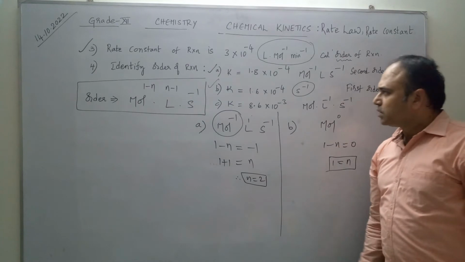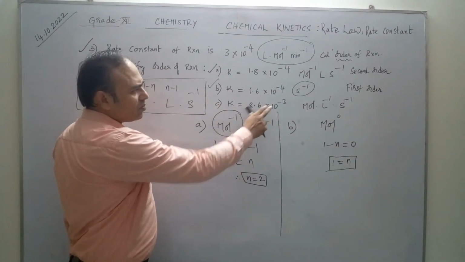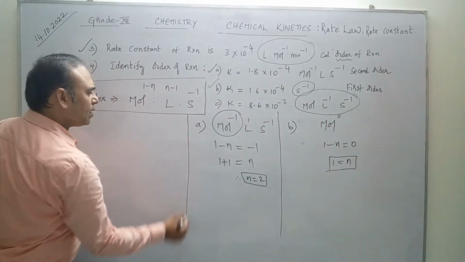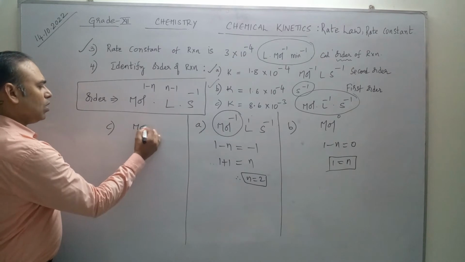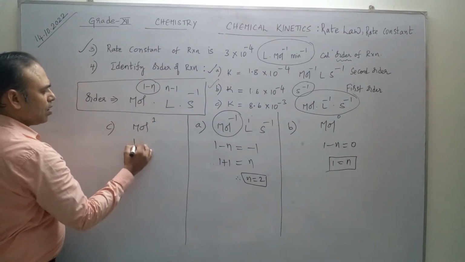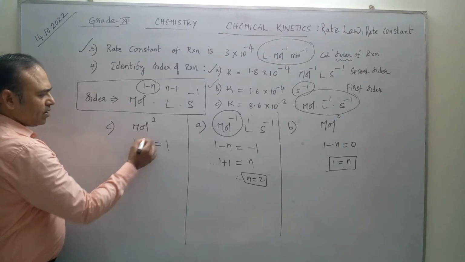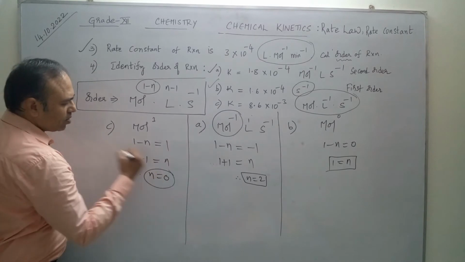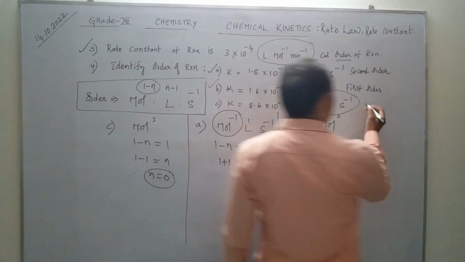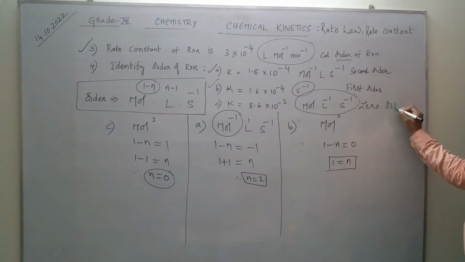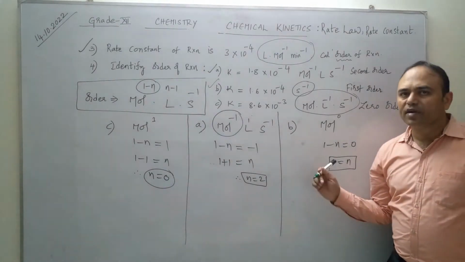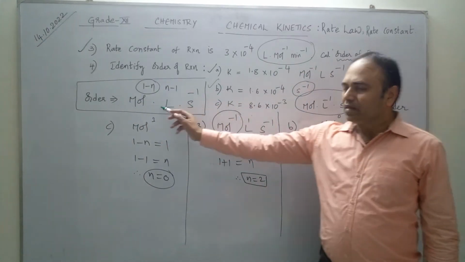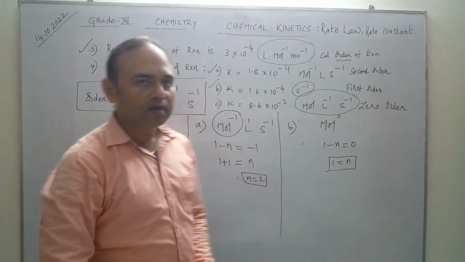Now the last one, that is they have given the k value as 8.6 into 10 power minus 3 mole L to the power of minus 1 and S to the power of minus 1. Again you can take mole to the power of 1. That means 1 minus n is equal to 1. So send this to the other side, 1 minus 1 is equal to n. Therefore you can say that n is equal to 0. So the last one comes under zero order reaction. So hope you have understood this. So we can calculate the order of the reaction when the unit is given by applying this particular formula. Now let us move to the next questions.